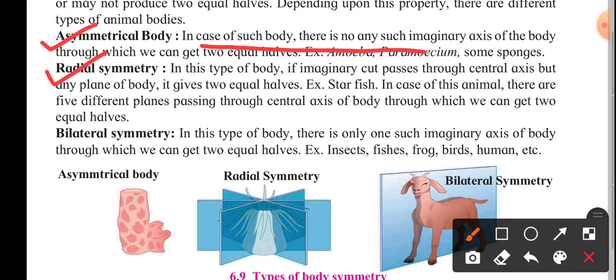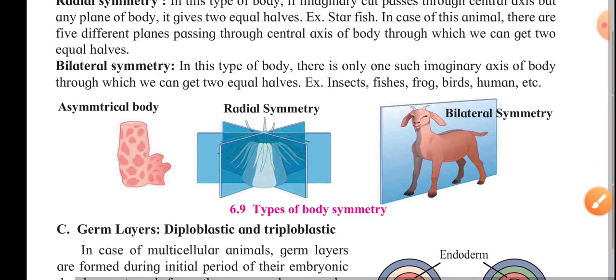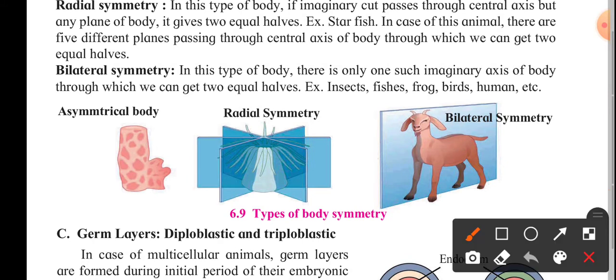One is radial symmetry. In this type of body, the imaginary cut passes through a central axis, but any plane is possible. Like in the second picture, you can see multiple planes. One plane is this, one plane is this, one plane is this. If you cut radially in any plane, it will get divided into equal halves. So these are called radial symmetry.